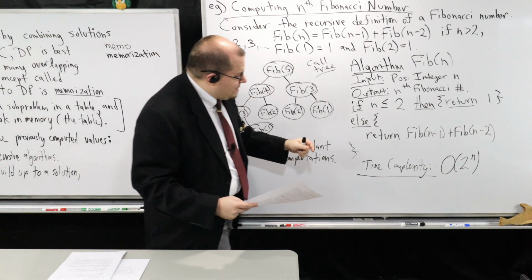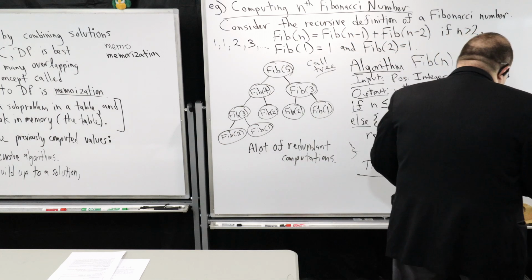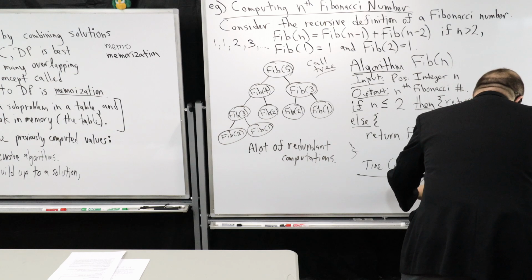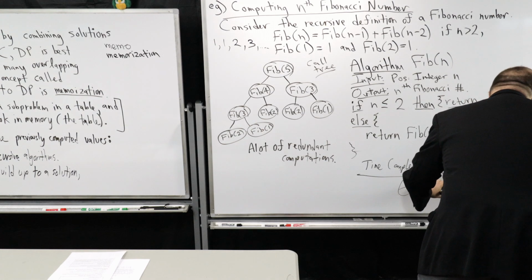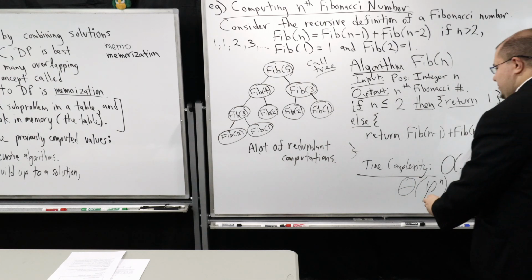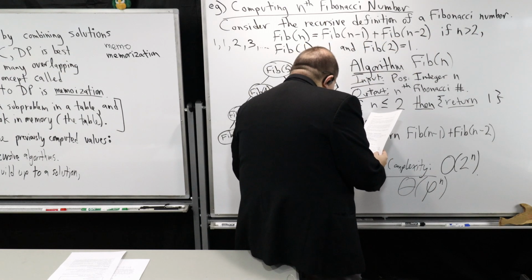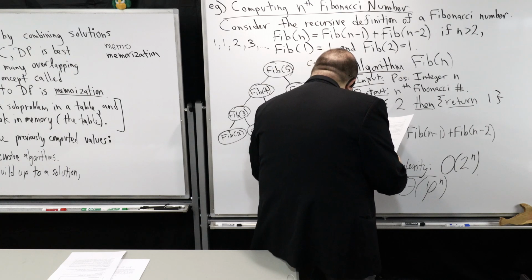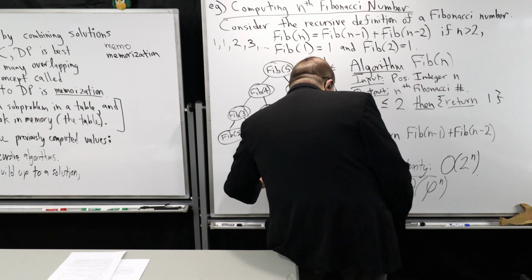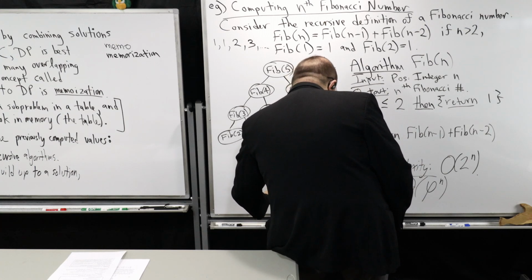But I must stress that there is actually a tighter running time for this. It's actually big theta of the golden ratio to the n. Or if you're wondering what the golden ratio is, the golden ratio is 1 plus the square root of 5 over 2. So let me just write that out a little bit more carefully.